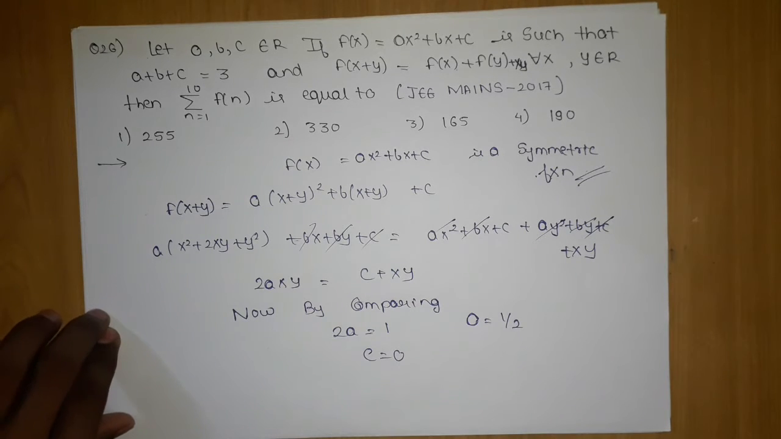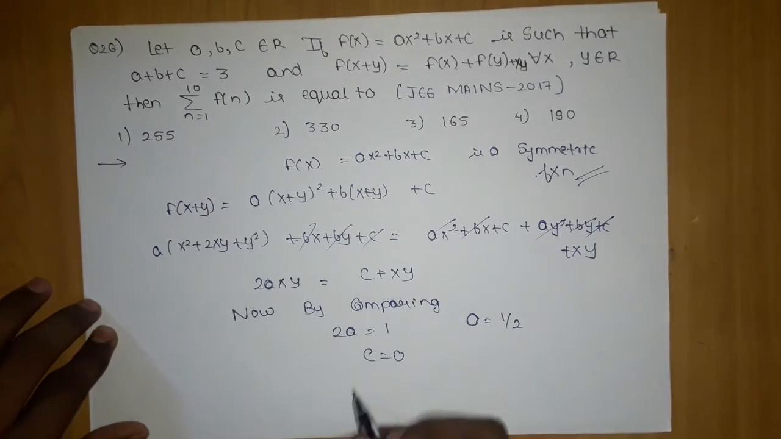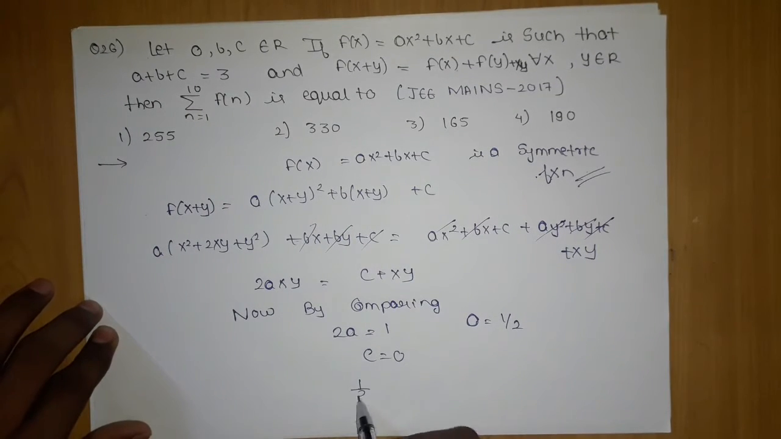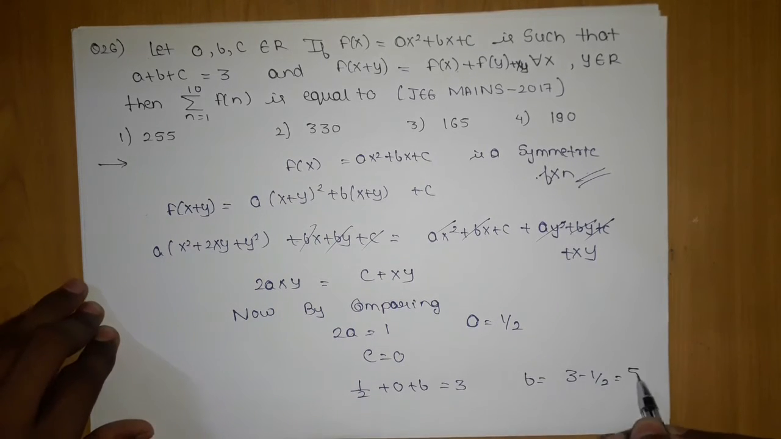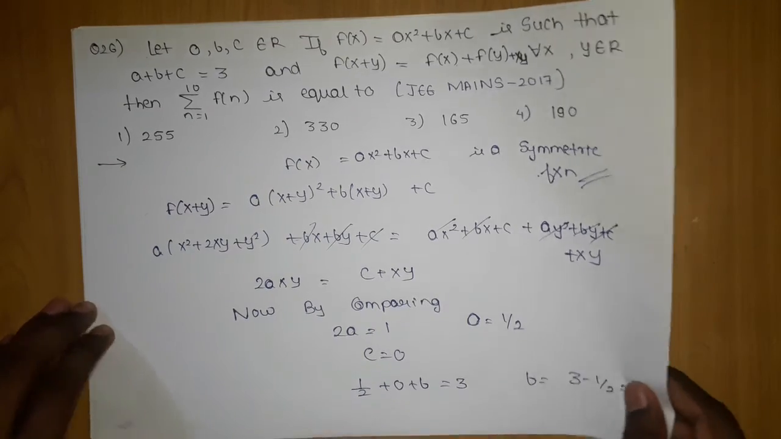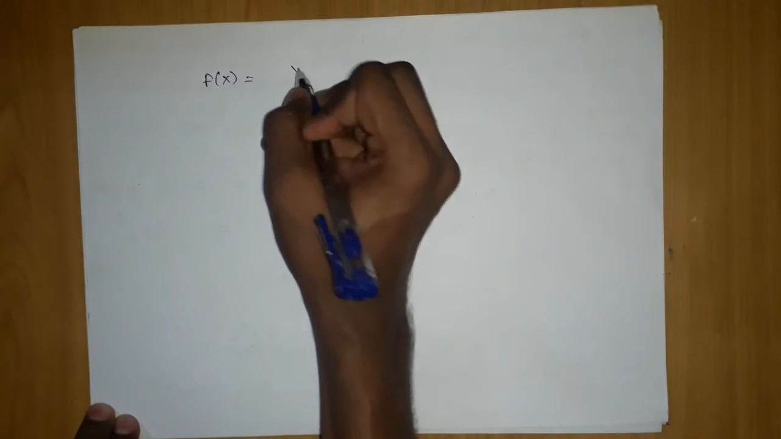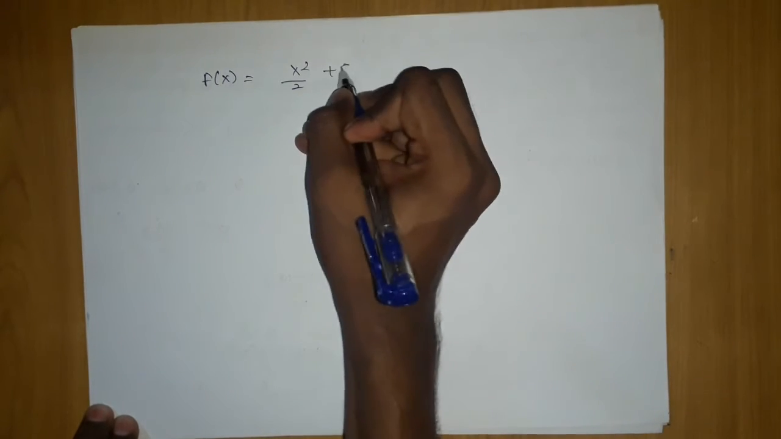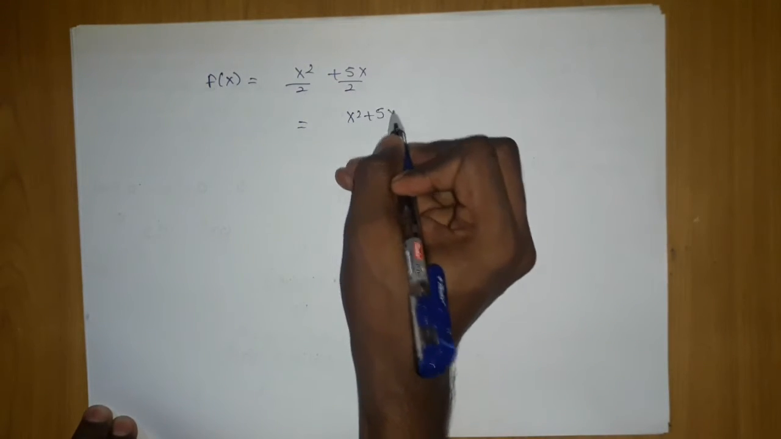Now I got the a and c values. Can I substitute these values in this equation? So when I substitute, I have 1 by 2 plus 0 plus b equals 3, giving me b equals 3 minus 1 by 2, which is nothing but 5 by 2. Now I got this relation. Now f of x will be what? If I substitute the a, b and c values, it will be x square by 2 plus 5x by 2, which will be x square plus 5x by 2.